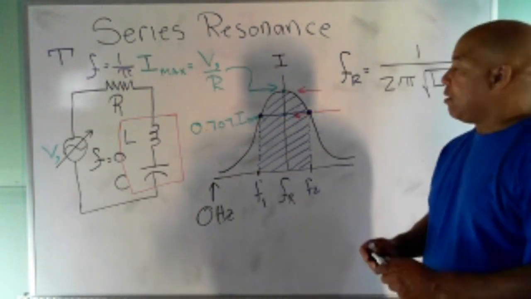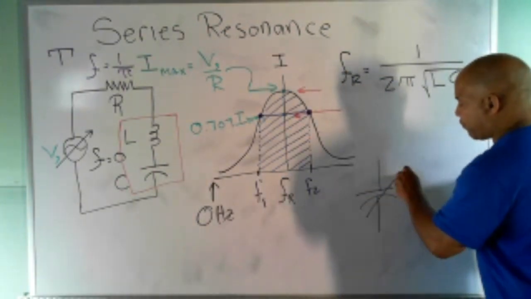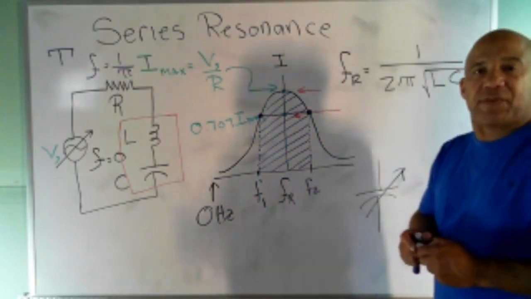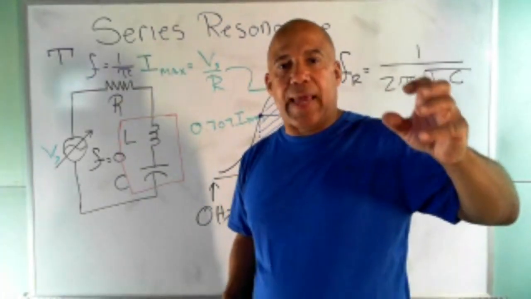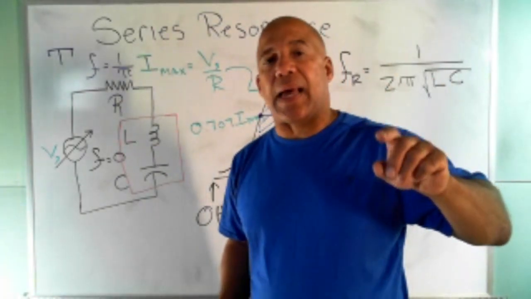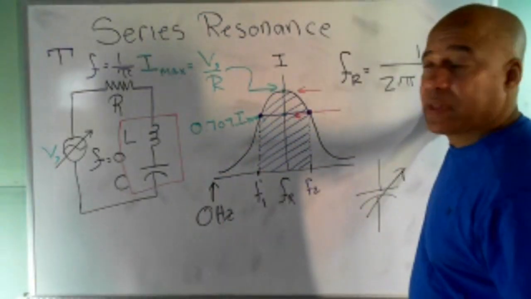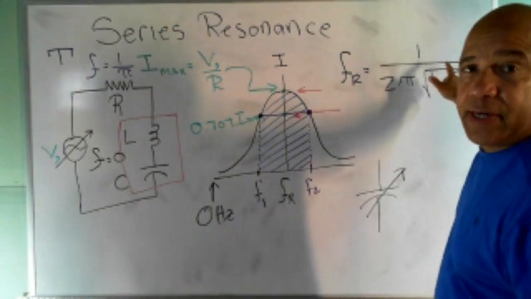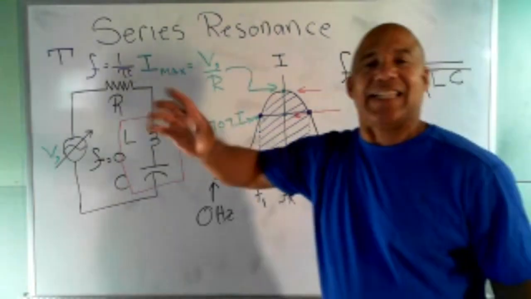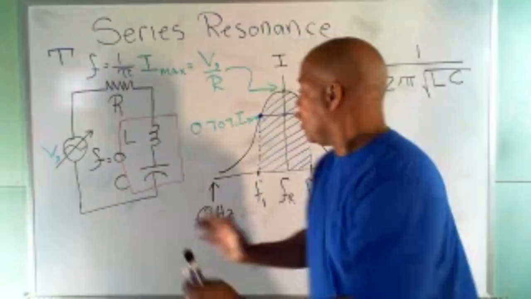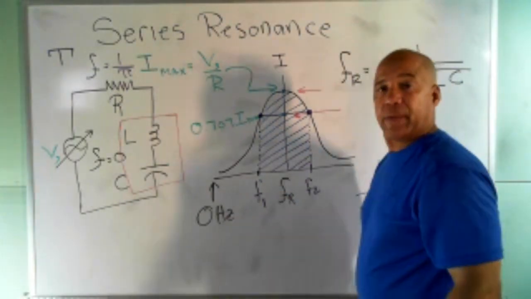But what if I have a variable capacitor? I have a knob I can turn, and I'm varying not the resistance, I'm varying the capacitance. I'm varying C. You see what's going to happen? As I turn the knob and vary C, this resonant curve is going to move either up this way or over that way. By changing the C, you not only move the resonant frequency, you move the bandwidth to the left and to the right. That's pretty amazing.